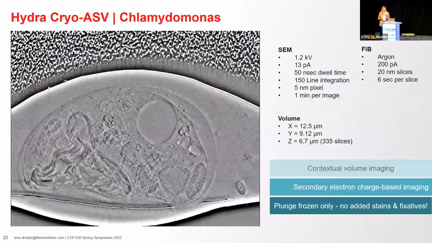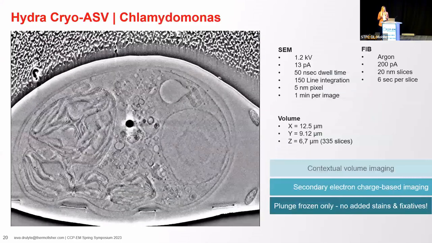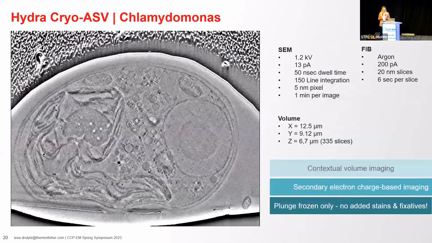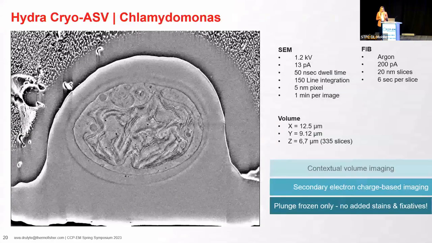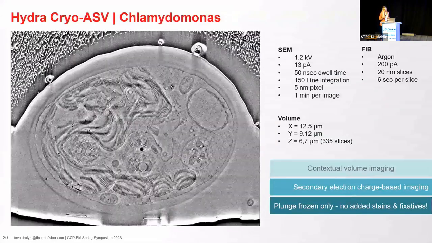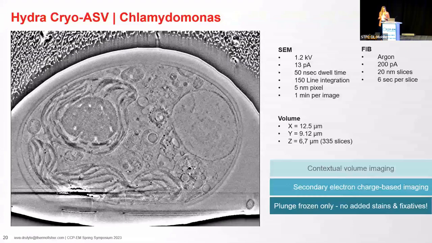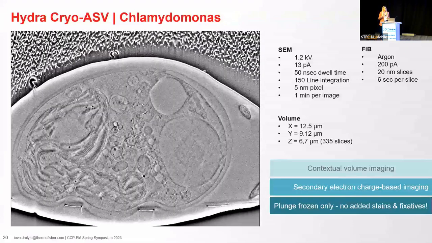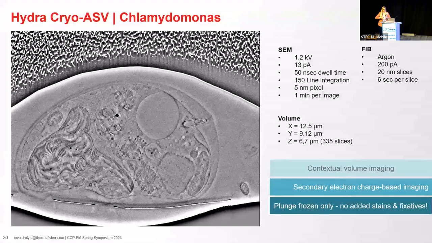So the way this technique works is that we mill, in this case, 20 nanometer slices using the plasma FIB, it takes 6 seconds per slice, and then use SEM to take an image of this surface. And then in this work, 335 slices were analyzed that were then used to put together this volume.